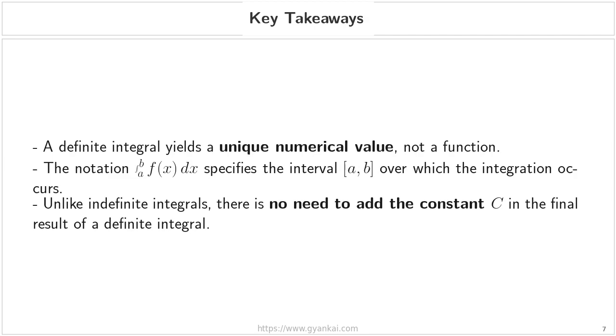Now, a really important difference from indefinite integrals. You do not need to add the constant of integration, c, when evaluating a definite integral. Remember, with indefinite integrals, we always added plus c because there were infinitely many antiderivatives. But with definite integrals, because we're looking at a specific interval, that constant c always cancels out when we evaluate the antiderivative at the upper and lower limits. So, we leave it out.